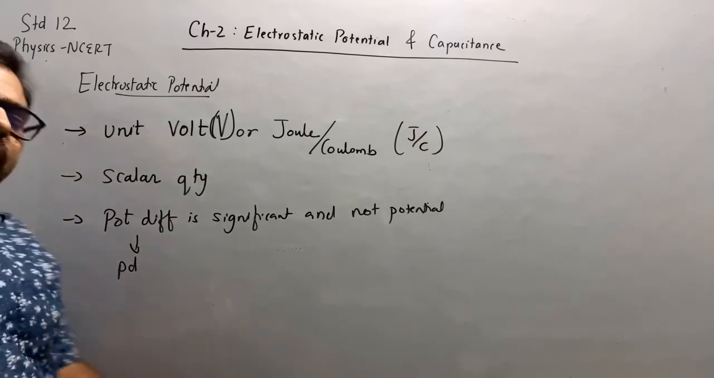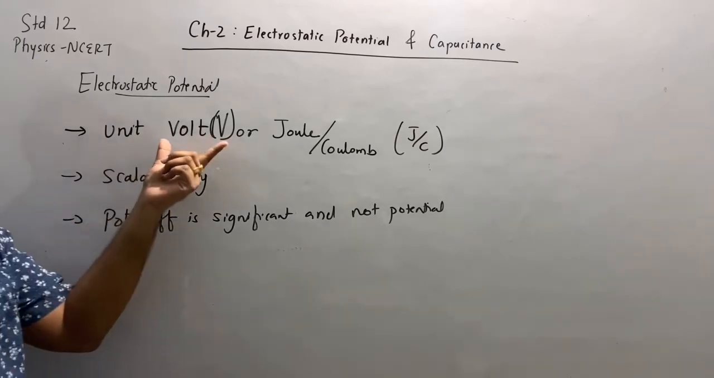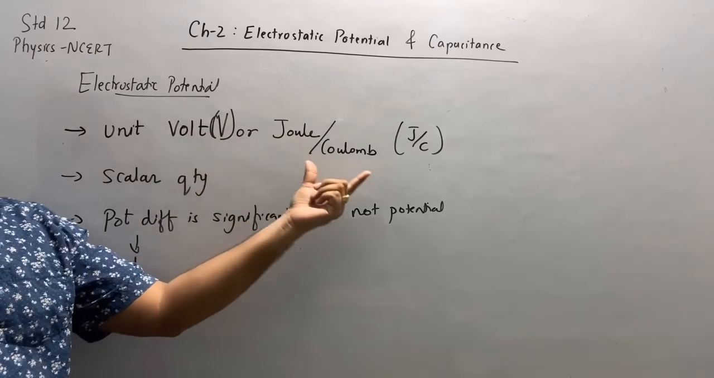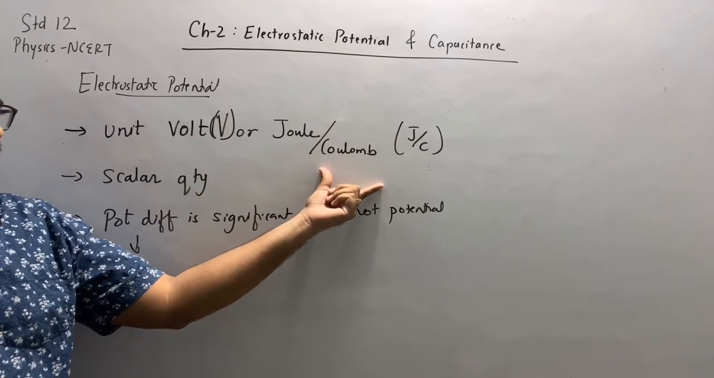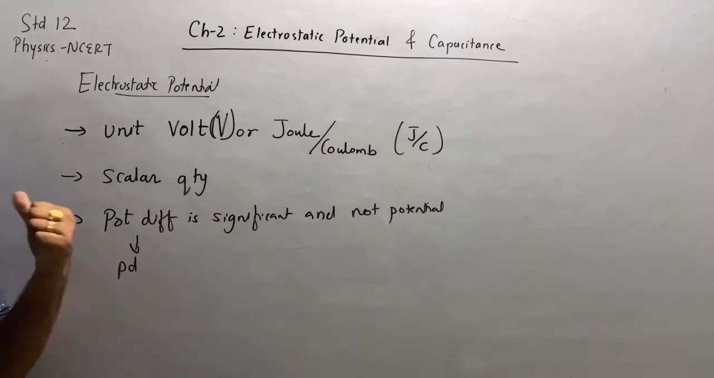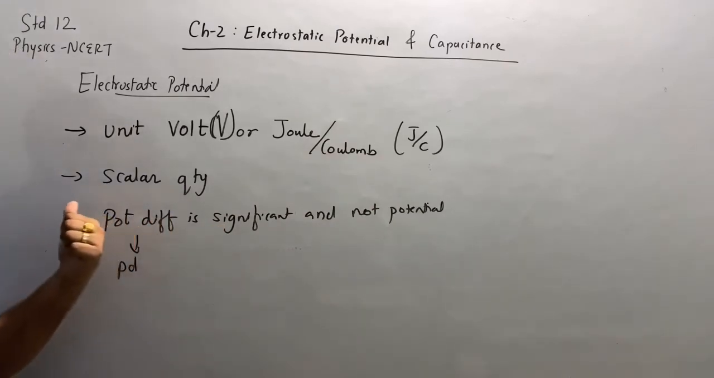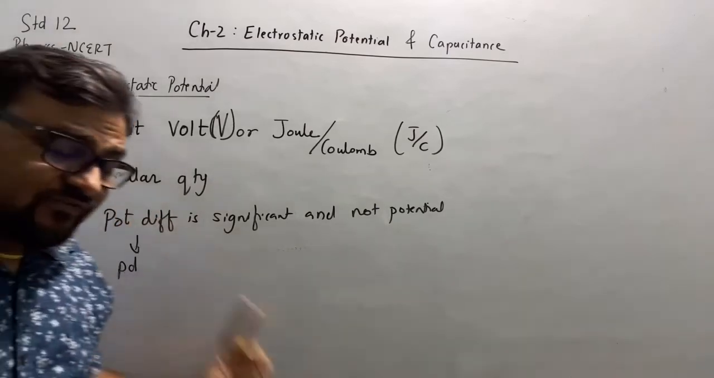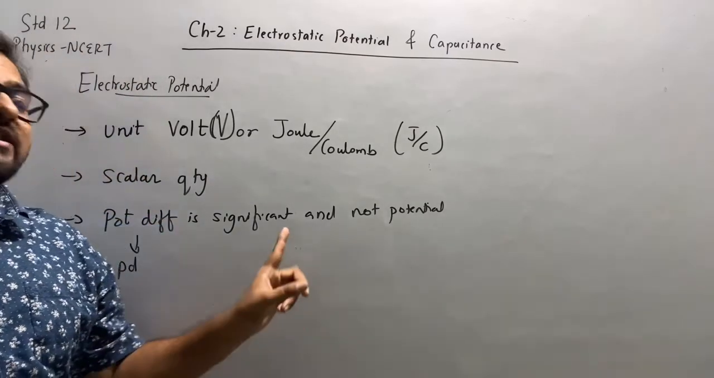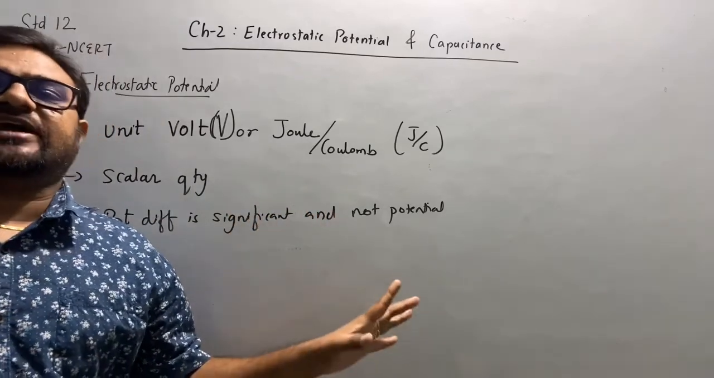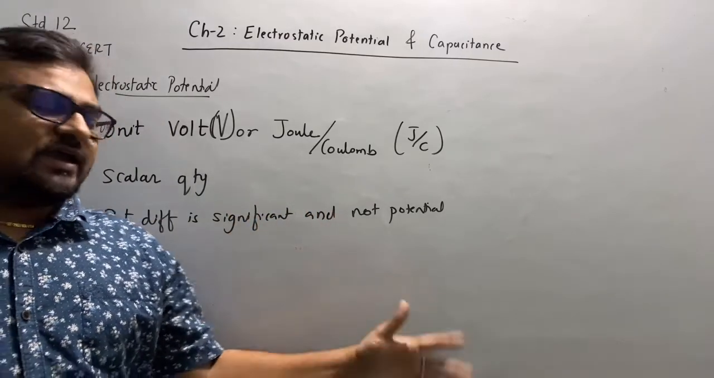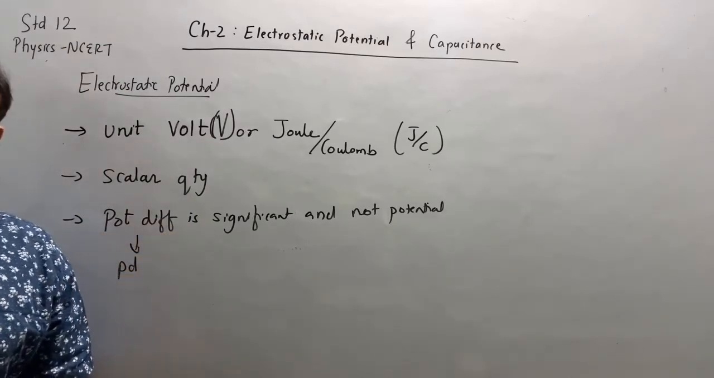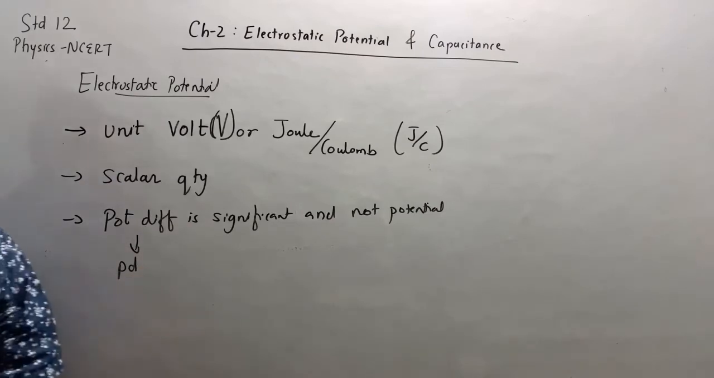Now, the unit of electrostatic potential is volt or joule per coulomb. It is a scalar quantity. Remember, it is a scalar quantity. And potential difference is significant, not the absolute potential at any point. Sometimes potential difference is written in short as PD. Clear? So note down these important points.